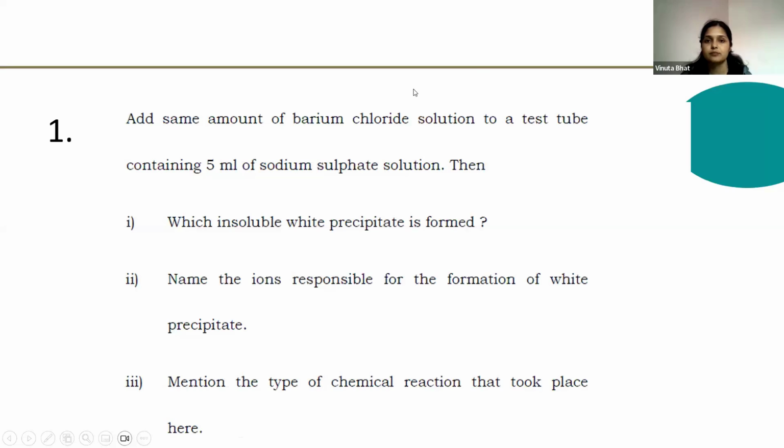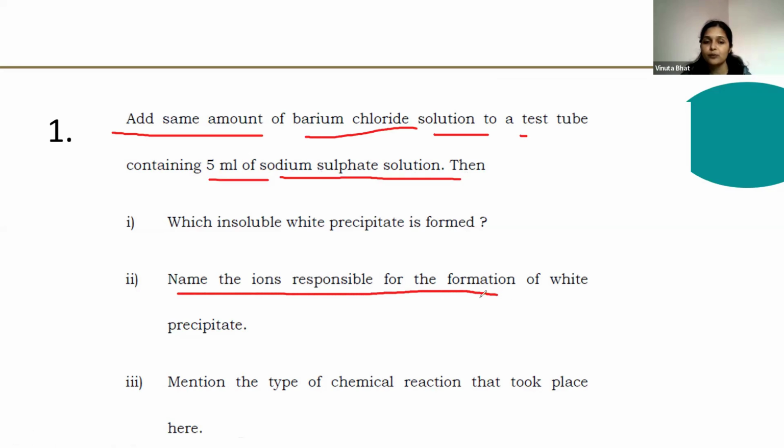First question is, add the same amount of barium chloride solution to a test tube containing 5 ml of sodium sulfate solution. Then, which insoluble white precipitate is formed? Second one, name the ions responsible for the formation of the white precipitate. Mention the type of chemical reaction that took place here. So, this is a 3 mark question.